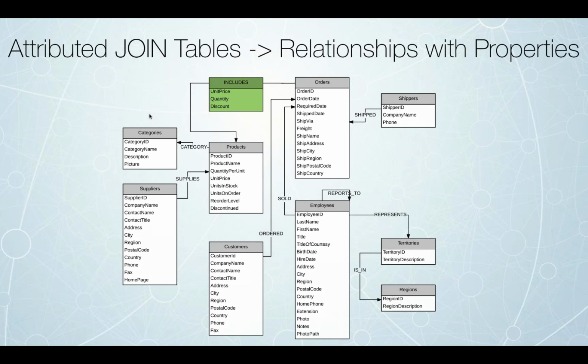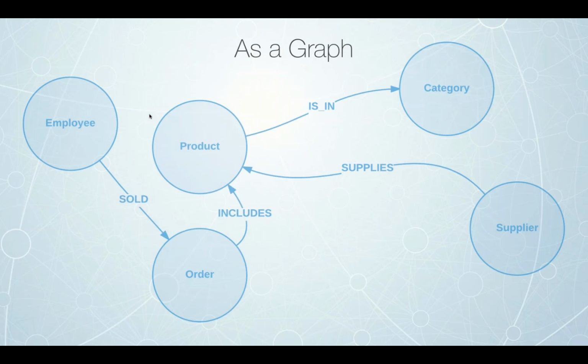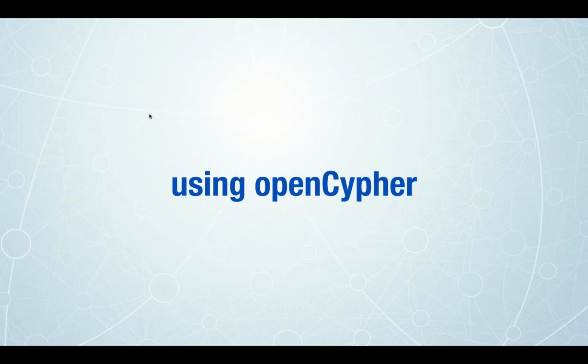Let's take just a subset of this data set for orders, products, categories, suppliers, and employees. We'll take the graph model of this: orders that include products, employees that have sold an order, the category and supplier of the product. Let's take this piece and see how we can query this as a graph using OpenCypher.